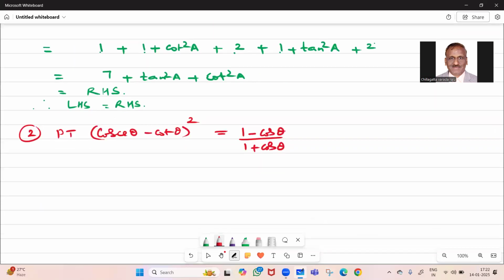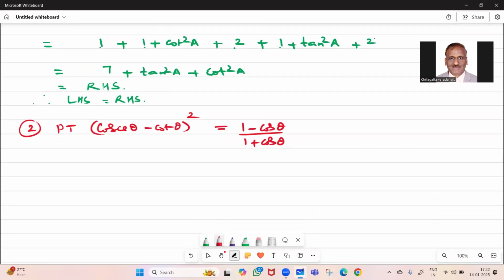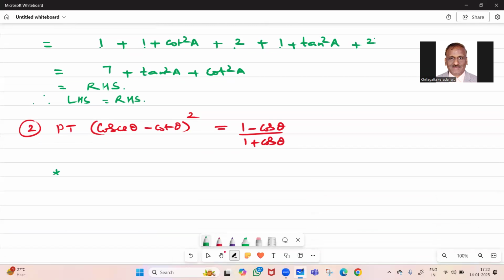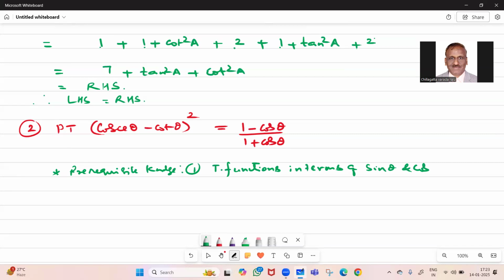So to solve this problem also, we list out the prerequisite knowledge. What is the number 1? Trigonometric functions in terms of sin theta and cos theta. So converting the trigonometric functions in terms of sin theta and cos theta. This is the number 1, first concept you must know.